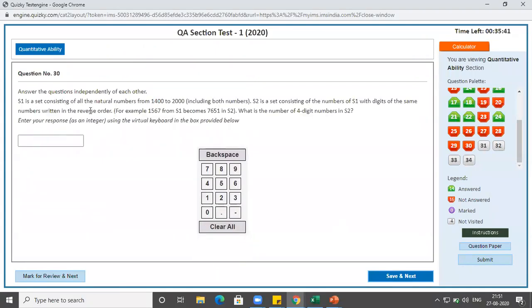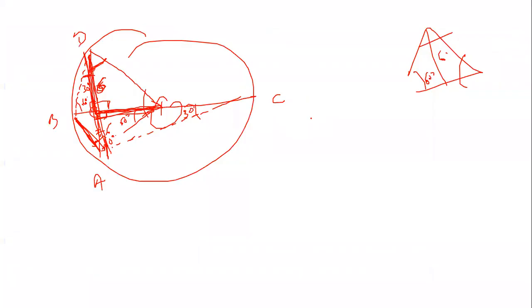Okay. S1 is a set consisting of all the natural numbers from 1400 to 2000, including both the numbers. S2 is a set consisting of the numbers of S1 with digits of the same numbers written in the reverse order. 1400 written in reverse becomes 0041. Okay. What is the number of 4-digit numbers in S2?